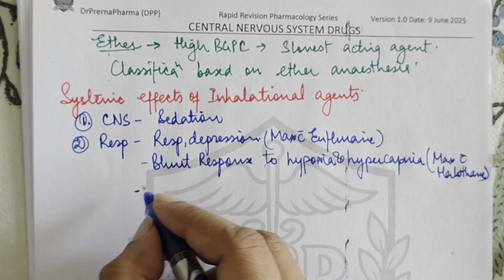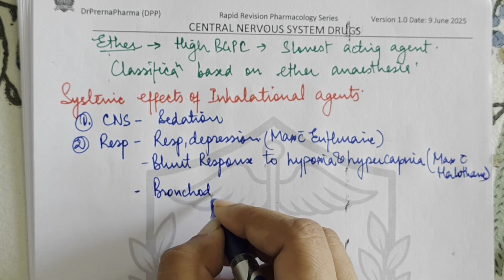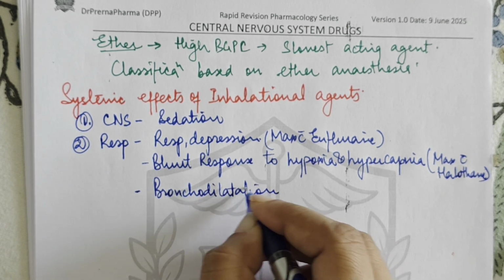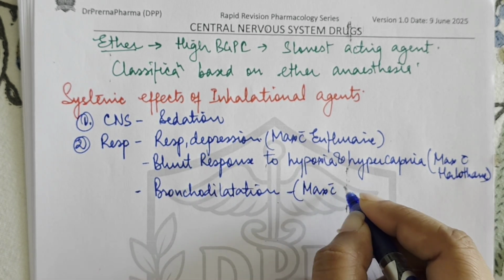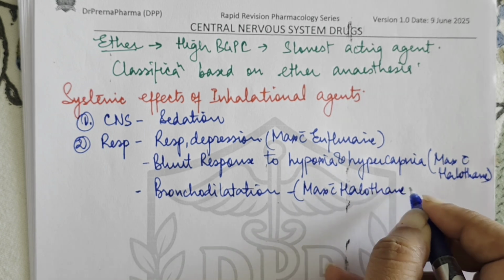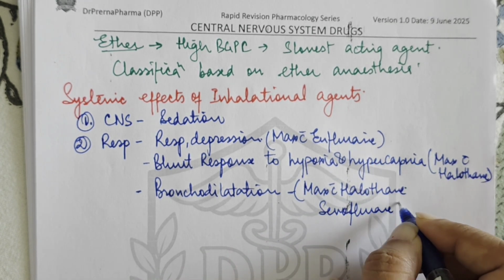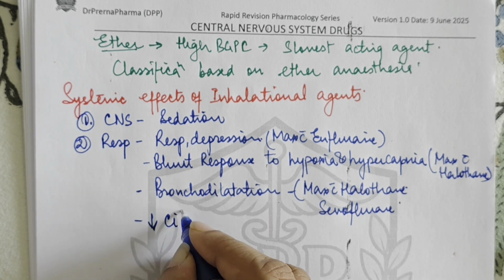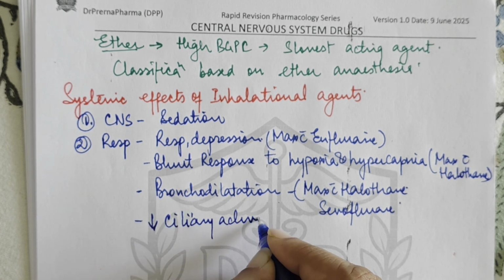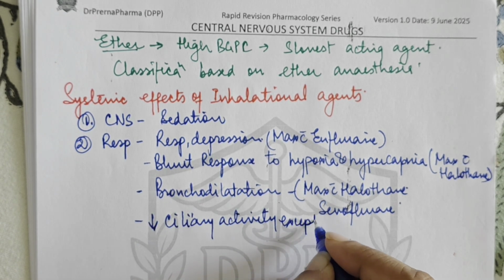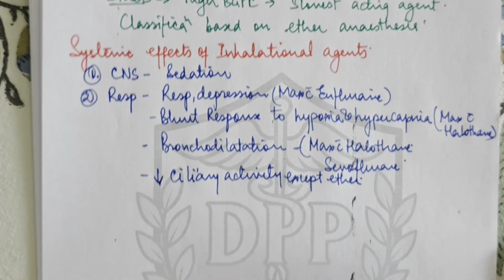Okay, then another thing is they also cause bronchodilation. So they are beneficial in asthmatics, and this is again maximum with halothane, right? And sevoflurane also has this effect. Then they reduce the ciliary activity also, except ether. Ether increases the ciliary activity in the respiratory system.